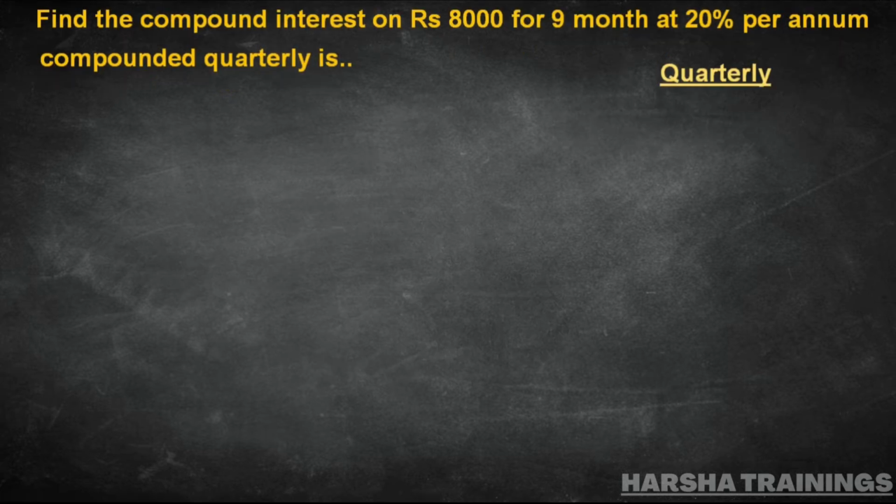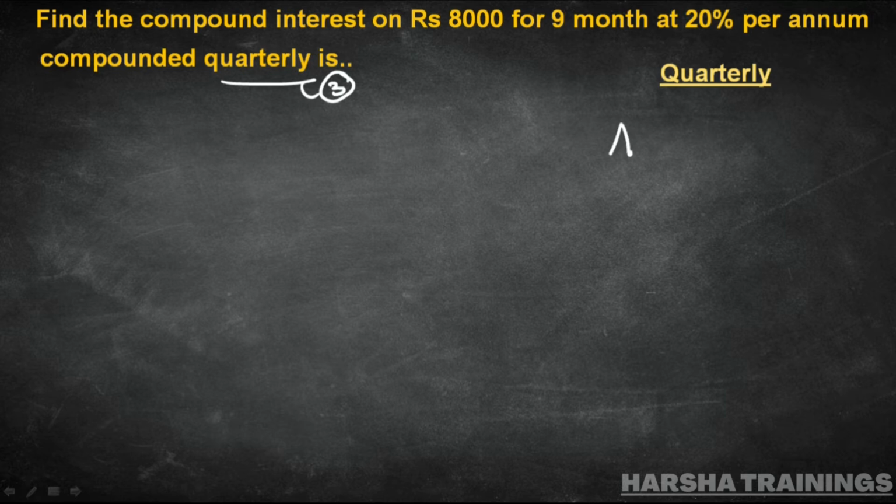Next, move on to the next question here. Find the compound interest on 8,000 rupees for 9 months at 20% per annum, compounded quarterly. Quarterly means how many months, guys? 3 months, right? So quarterly means 3 months. So what is the formula?